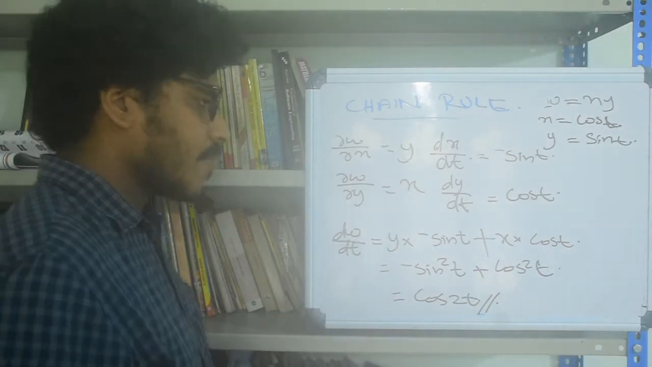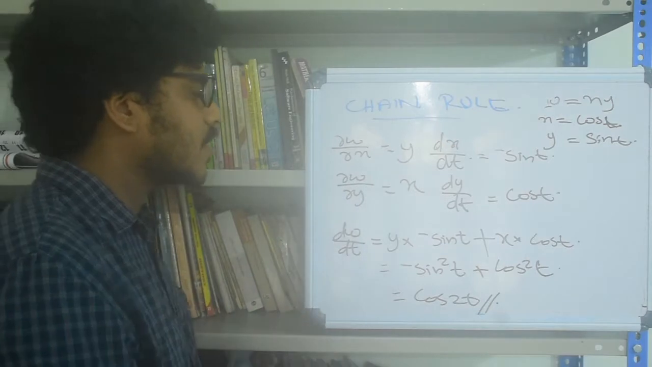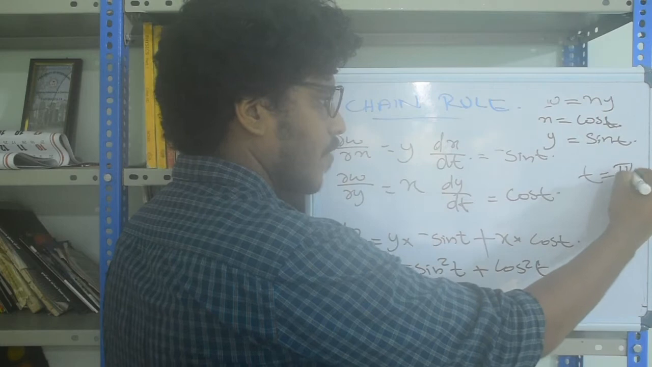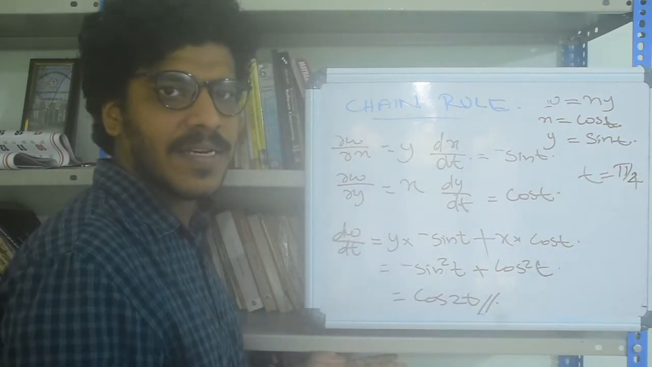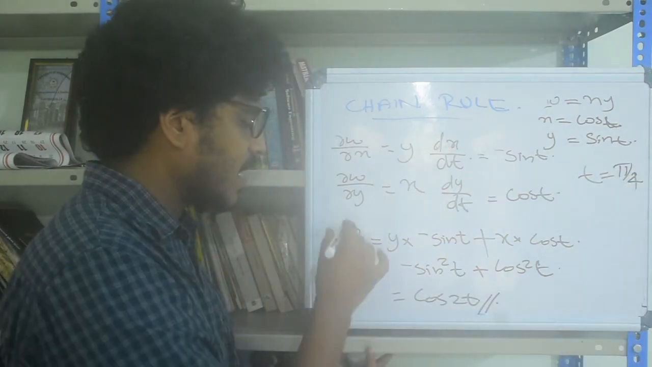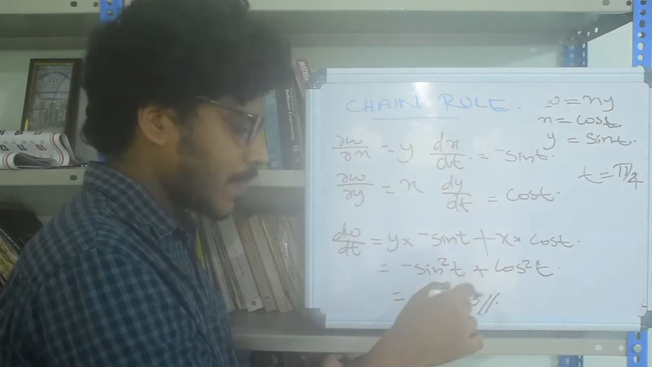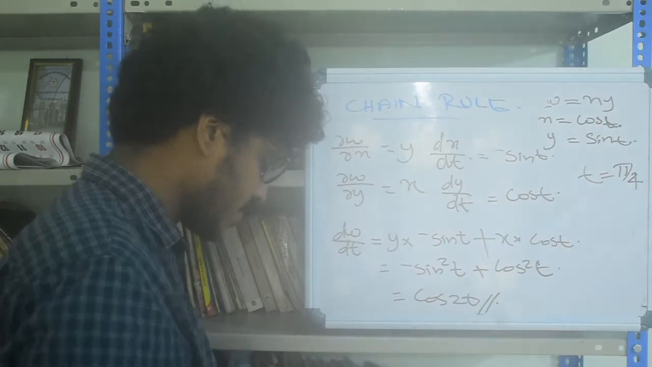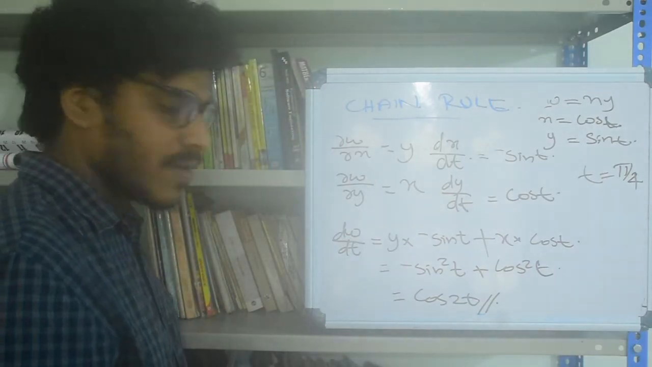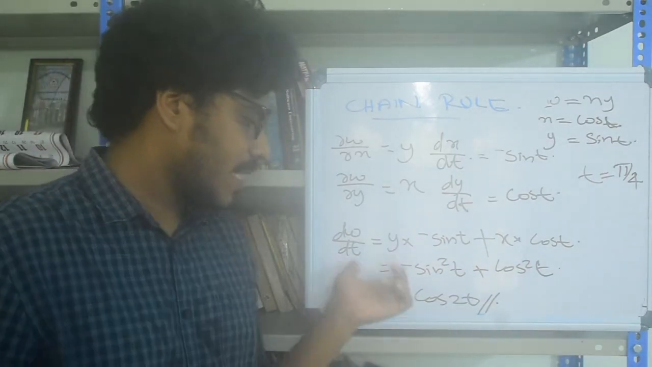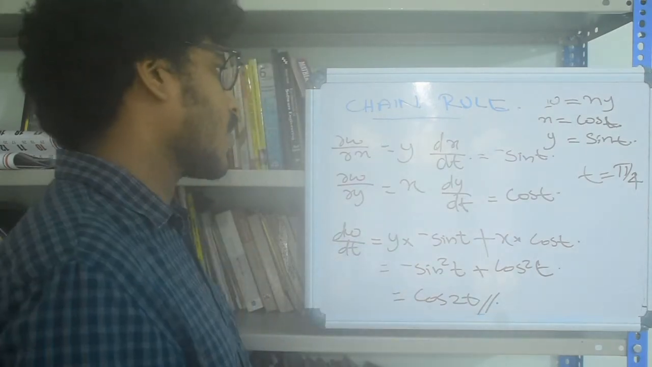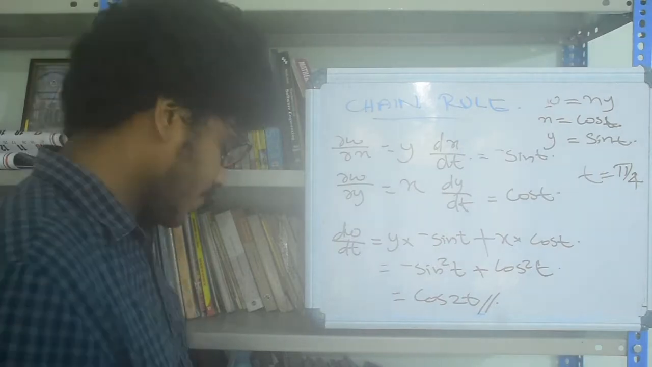Right. So if they had asked us to find the derivative at t equal to, say, pi by 4, we may try to find dw/dt at t equal to pi by 4, which will be cos 2 into pi by 4, which will be cos of pi by 2, which is 0. So it is possible that we can evaluate dw/dt at any point. Right. So I hope this serves the need.